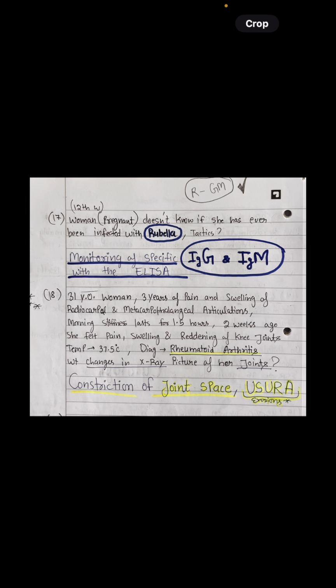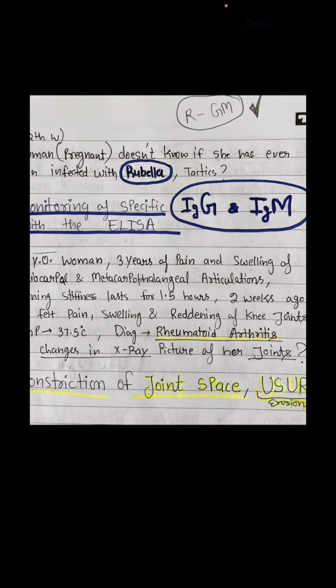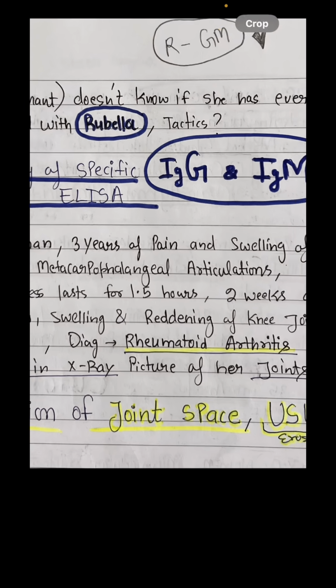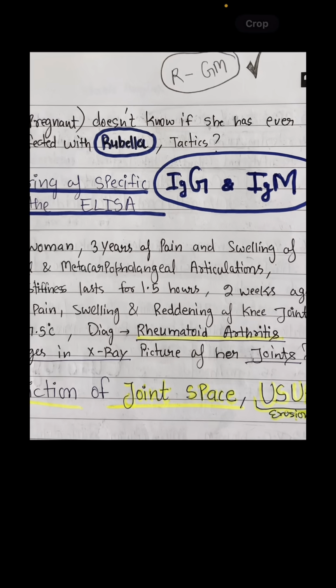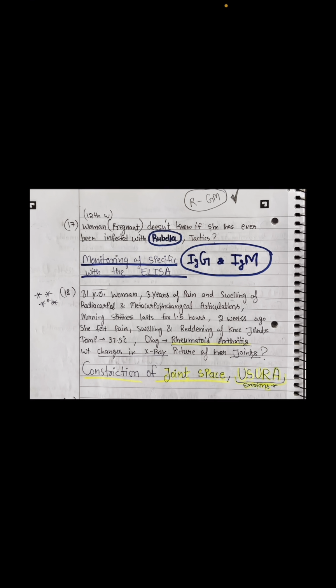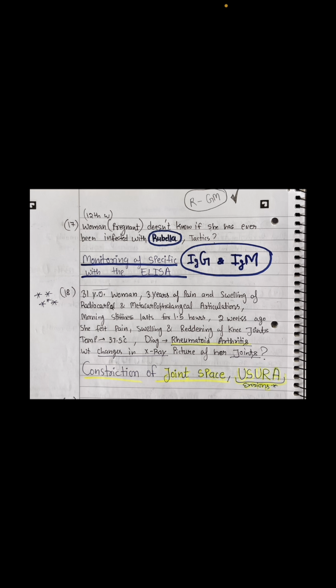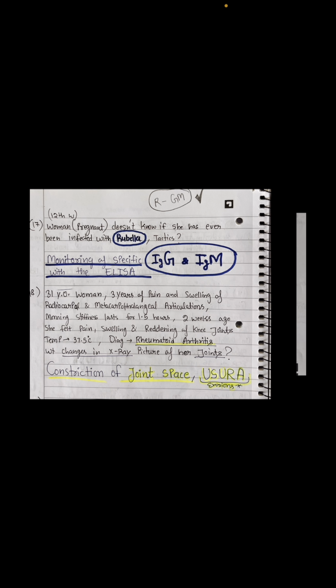Question number 18. The next patient is 31 years old. I have made a separate video over rheumatoid arthritis. You can read this question. The diagnosis here is rheumatoid arthritis. It asks about the X-ray changes. I have even made a short over the X-ray changes of this: the constriction of joint space plus ulcerations, which are erosions. You can see the short in my shorts section of YouTube, where I have shown the picture of ulcerations or erosions in rheumatoid arthritis.